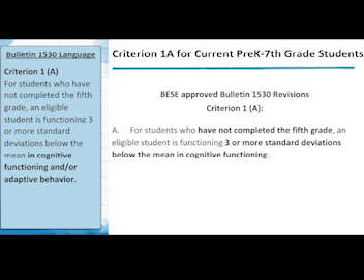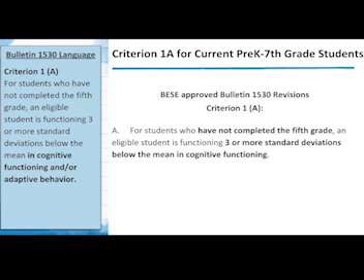This slide presents subsection A of Criterion 1. Again, to the left, you will notice the familiar 1530 eligibility criterion language. It is there for reference as we look at the policy revisions and understand how the criterion has changed for this group of students. On the left, the requirement for subsection A reads, for students who have not completed the 5th grade, an eligible student is functioning 3 or more standard deviations below the mean in cognitive functioning and/or adaptive behavior.